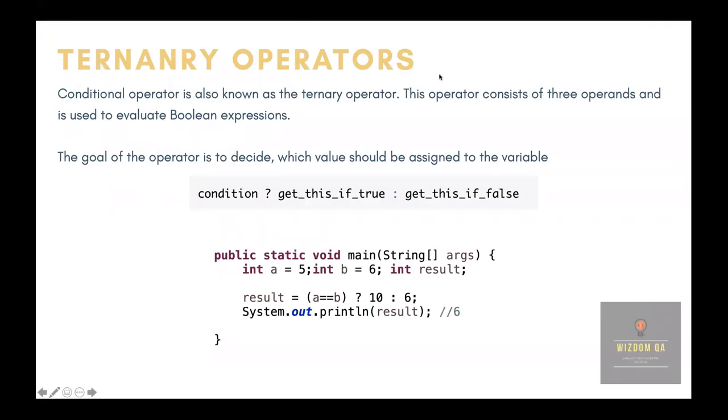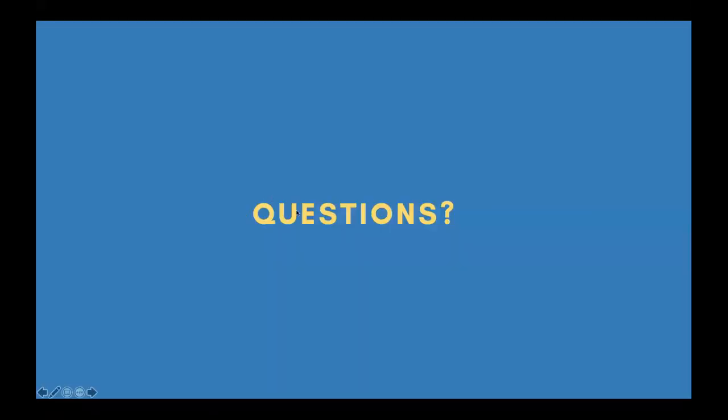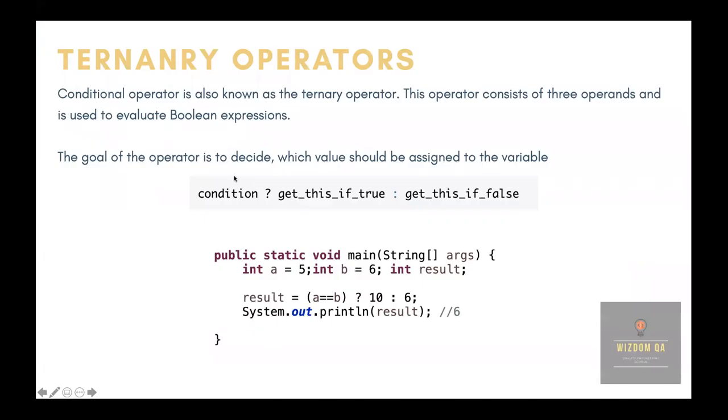It says condition, question mark. If the condition evaluates to true, then this portion will be executed or returned back. And if the condition is false, then this portion will be evaluated, returned back, or assigned to the variable. Okay.